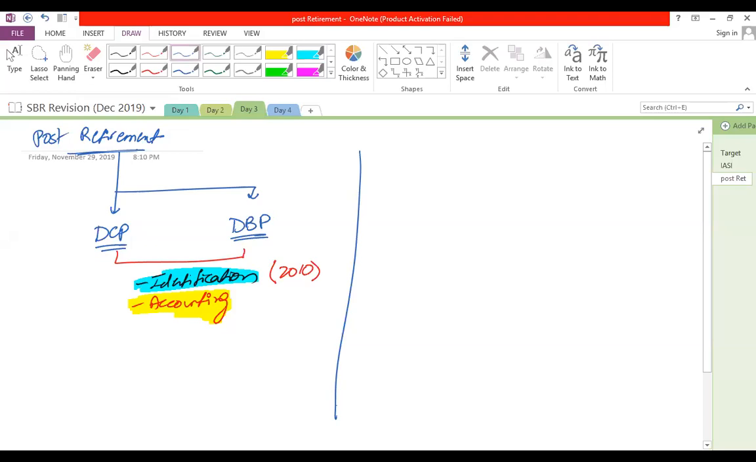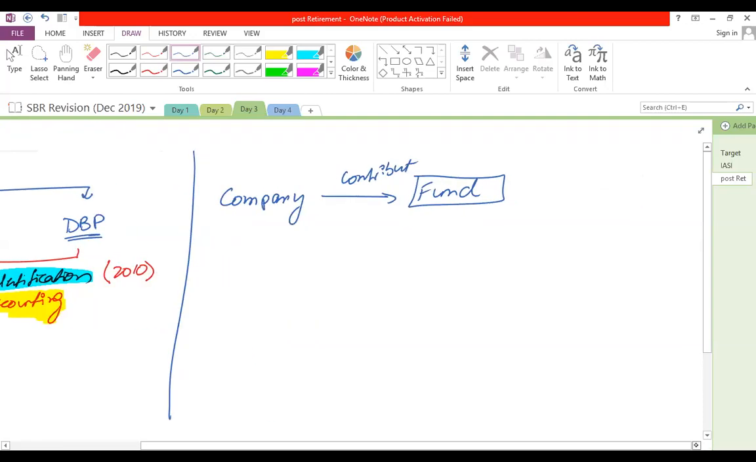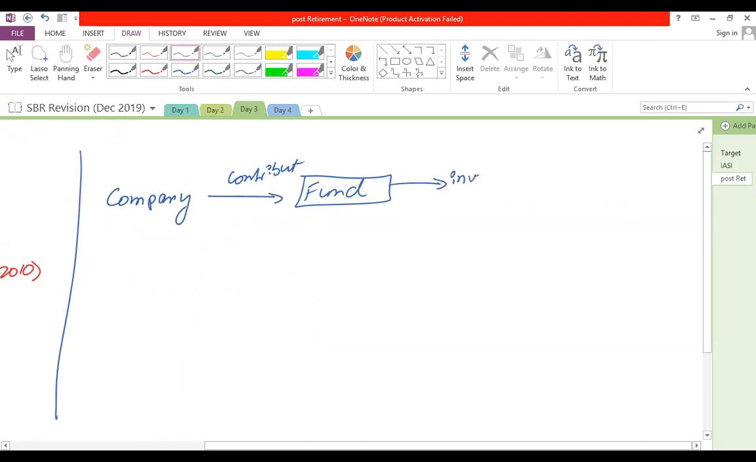So basically, what's the scene exactly? Normally, we are a company that makes a fund where we contribute an amount every year, which the fund invests and earns return on. Now, when the employee retires, this amount is paid to the employee, which we call the benefits paid. We pay the benefit from the fund to the employee. This is a normal procedure that we should be following.